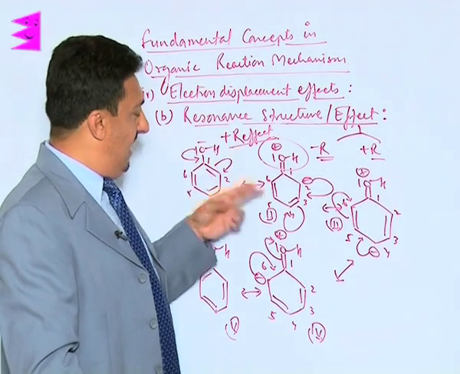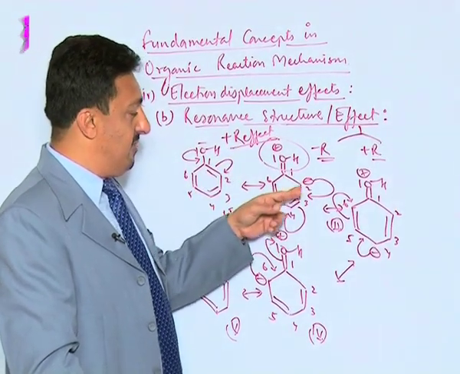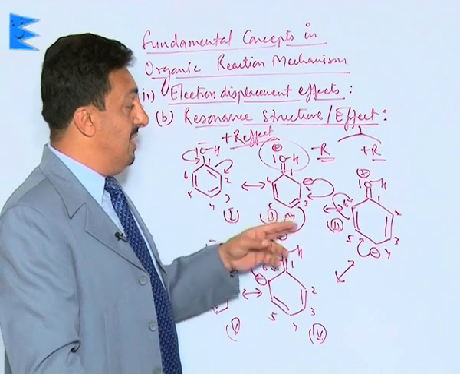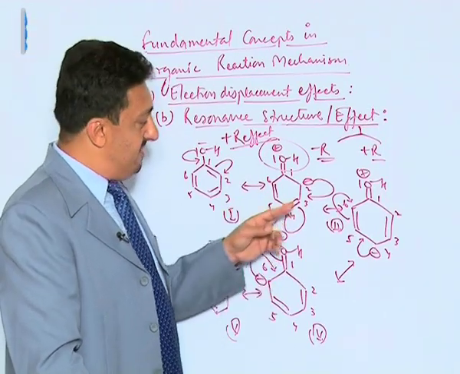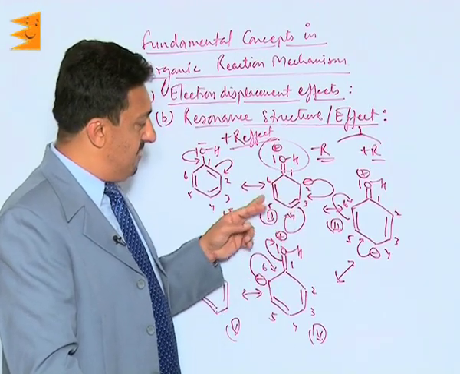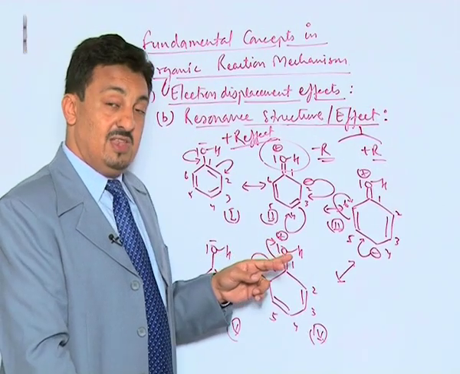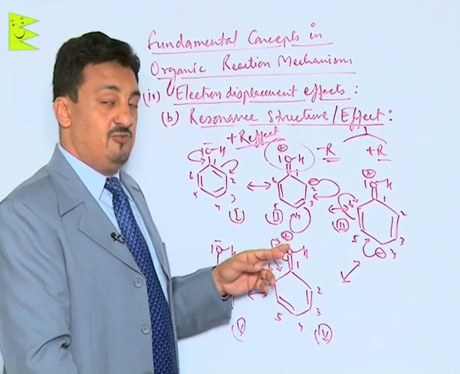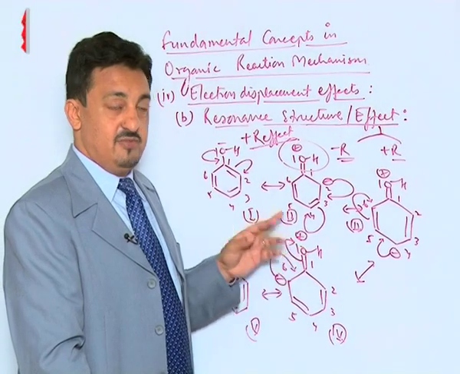Now, since they stabilize the benzene ring by introducing negative charge towards it, we call them ring stabilizing groups. And since they introduce negative charge at ortho and para positions, we call them what? Ortho-para directing groups, because electrophilic substitutions now will take place at ortho and para positions.